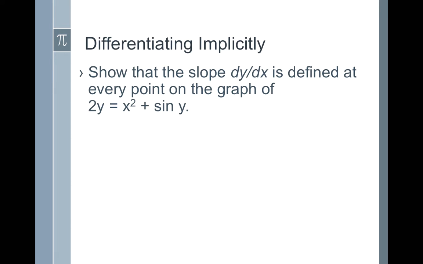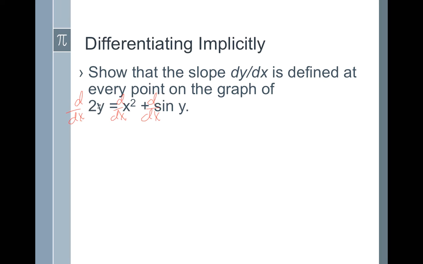So we want to first look at this problem. Look, it says show that the slope is defined at every point of the graph of this equation. That means you can find the derivative at every single point. So what we want to do, if we want to find the slope, that means we get to find the derivative. Finding the derivative here, if we did d dx, this is taking the derivative of the entire equation. Take the derivative of this.